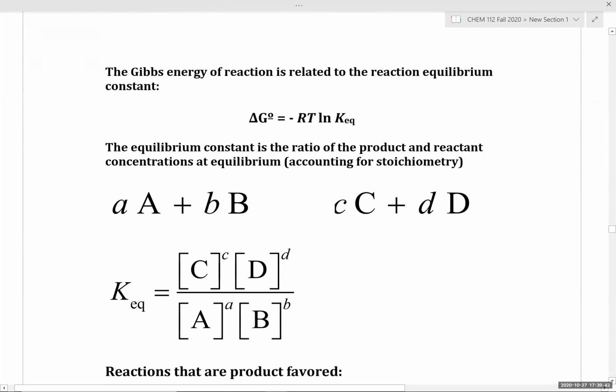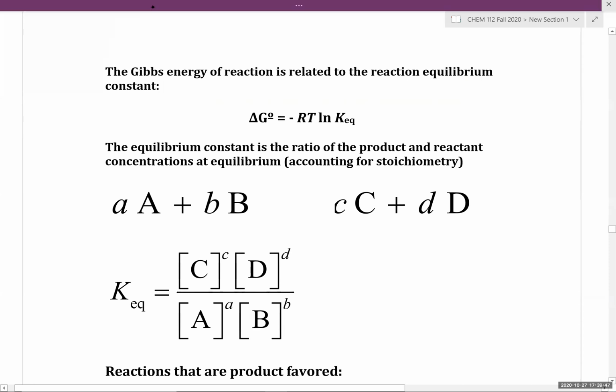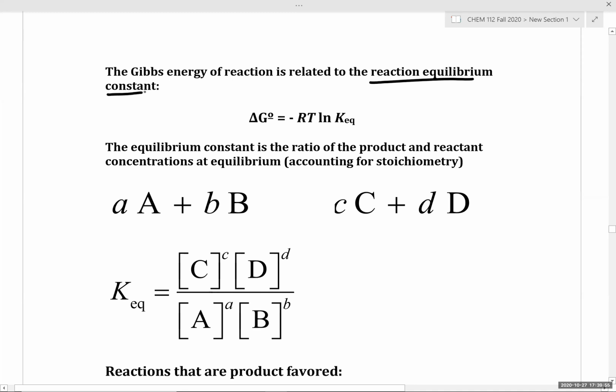So let's continue on now and really delve into the Gibbs energy of reaction in detail. The Gibbs energy of reaction is related to the reaction equilibrium constant, right? So there's a relationship between the standard Gibbs energy of a reaction and the equilibrium constant. This is covered previously in general chemistry, such as in 101 and 102. Now, the equilibrium constant is the ratio of the product and reactant concentrations at equilibrium, accounting for stoichiometry.